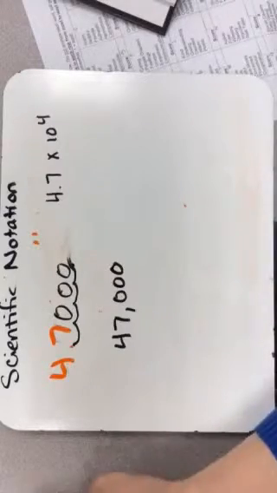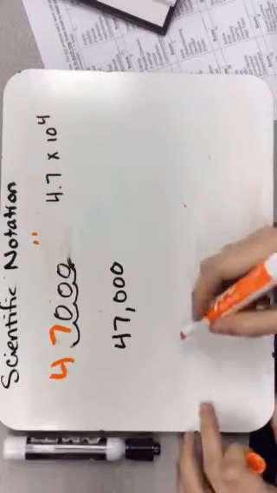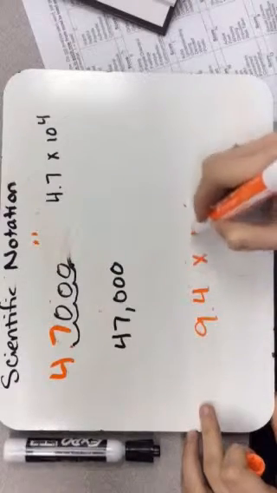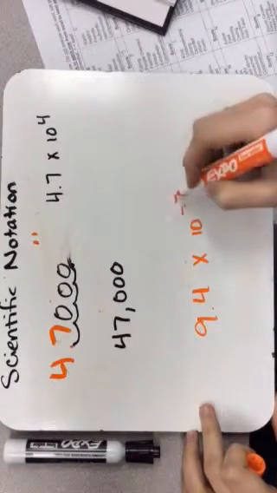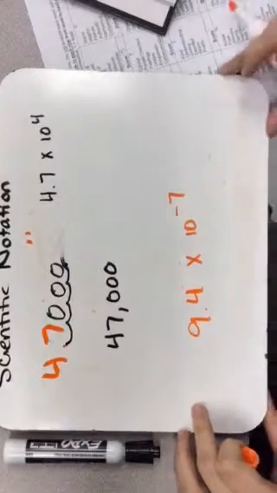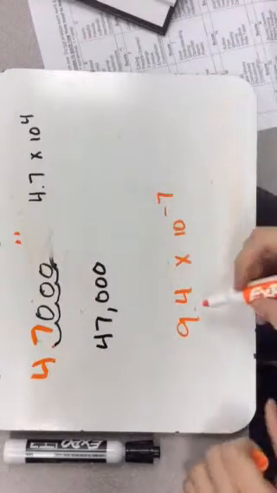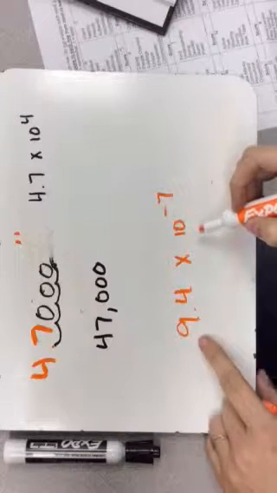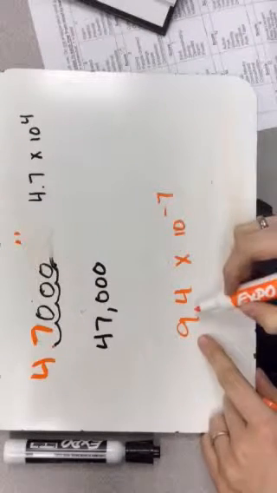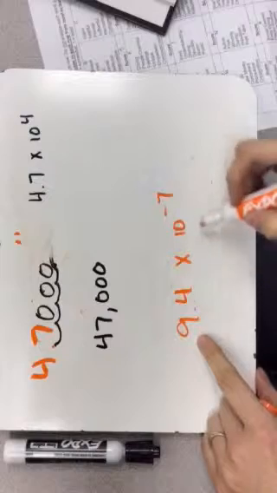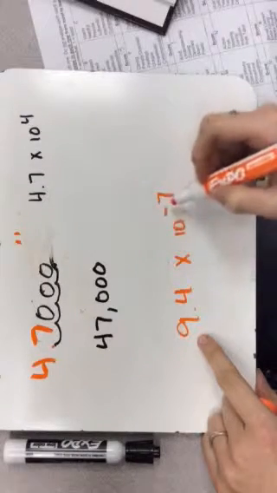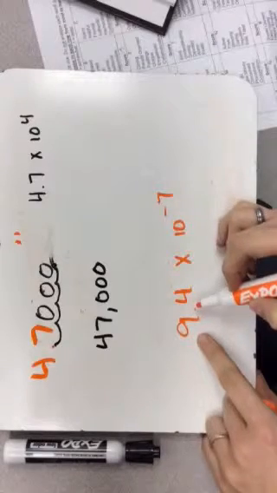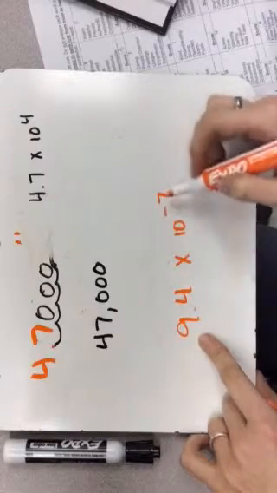All right. What if we had a very, very small number? We have 9.4 times 10 to the negative 7. You're going to do the same thing, except that now, instead of moving the decimal over to the right, which would make this number bigger, and remember, moving it to the right means you're multiplying it, when you have negative 7, you're going to be dividing. So you're going to divide 9.4 by 10 7 times.